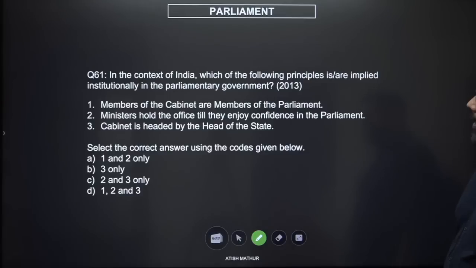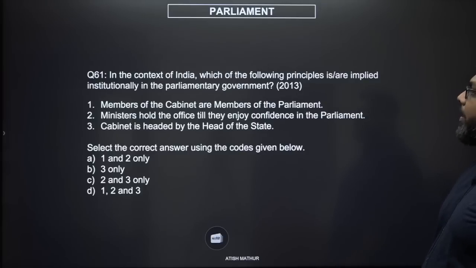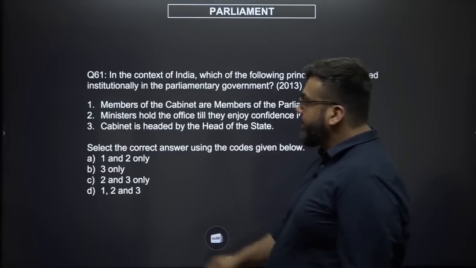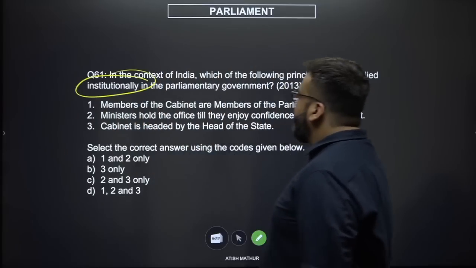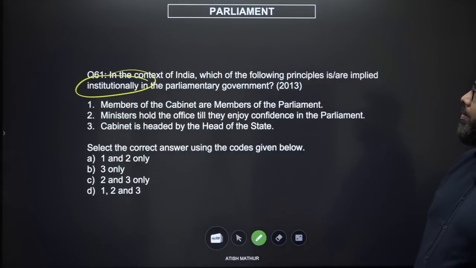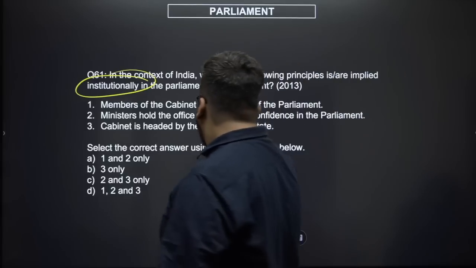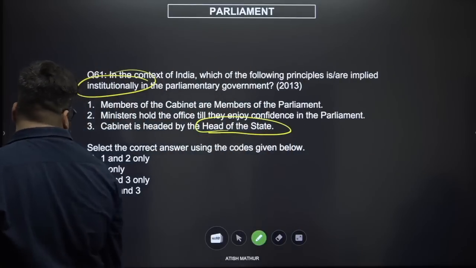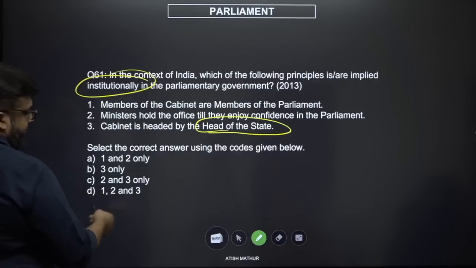In the context of India, which of the following principles is or are implied institutionally in the parliamentary government? So institutionally becomes an important word. Members of the cabinet are members of the parliament. Members hold the office till they enjoy confidence in the parliament. The cabinet is headed by the head of the state. Let's look at option combos: 1 and 2, 3, 2 and 3, 1, 2 and 3.